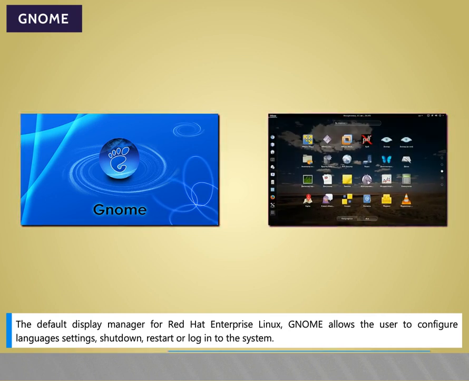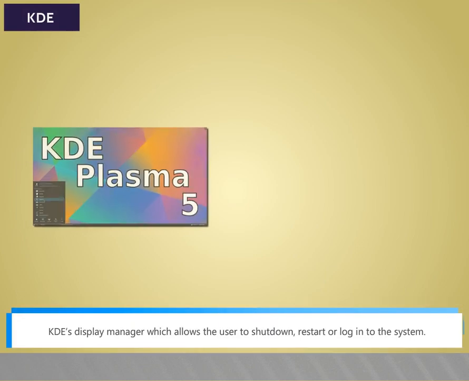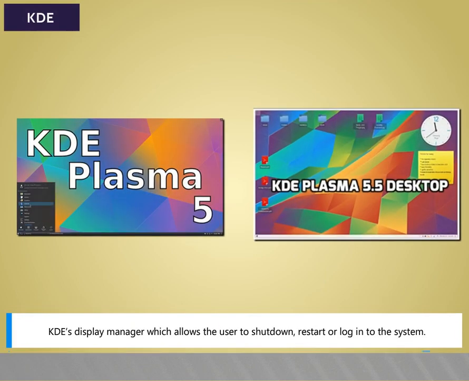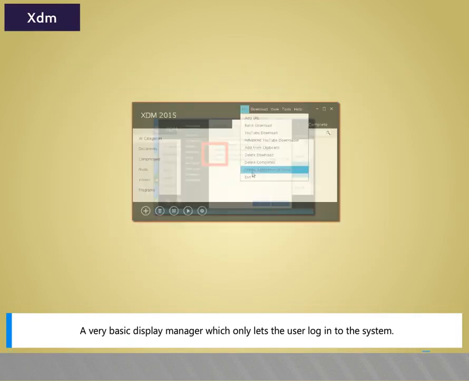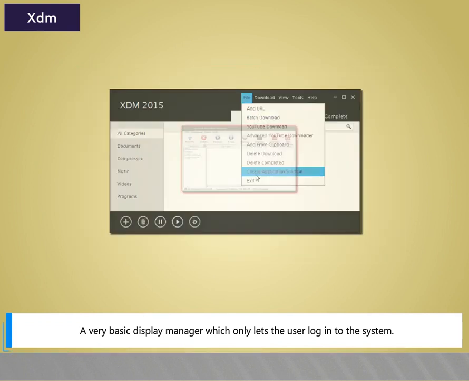GDM, the default display manager for Red Hat Enterprise Linux. GDM allows the user to configure language settings, shut down, restart or log in to the system. KDM, KDE's display manager, which allows the user to shut down, restart or log into the system. XDM, a very basic display manager which only lets the user log into the system.